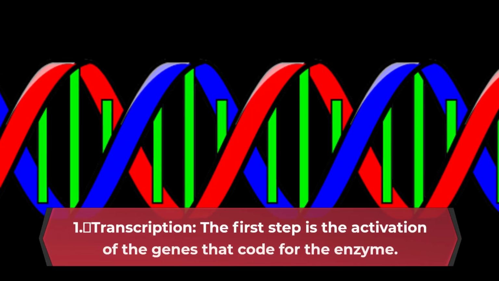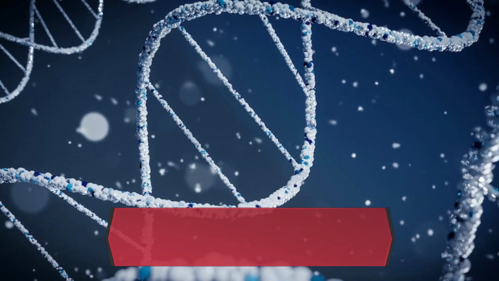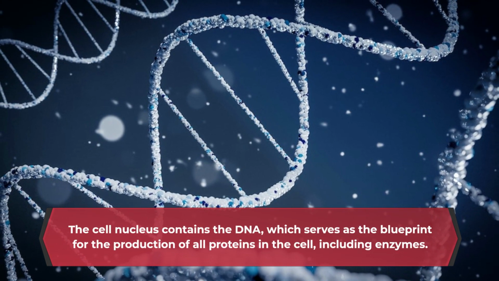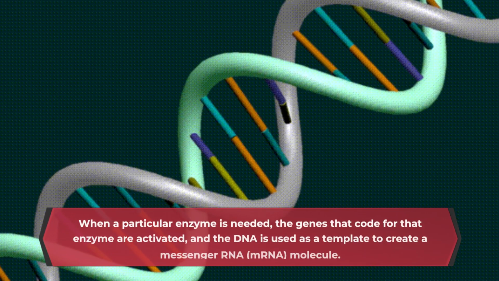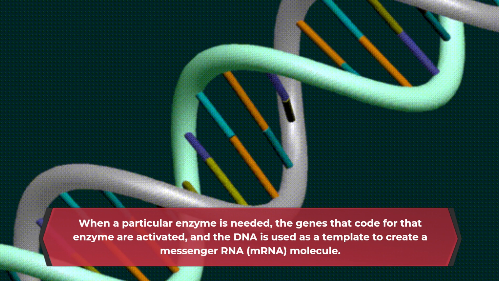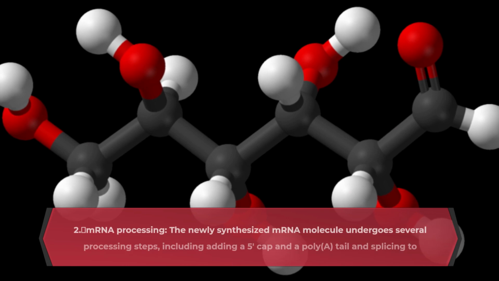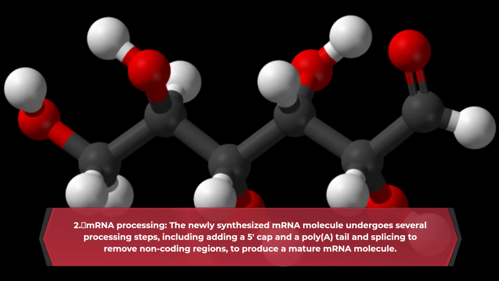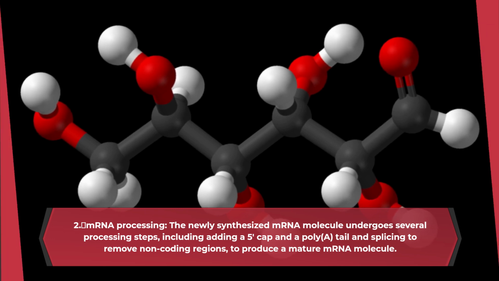1. Transcription. The first step is the activation of the genes that code for the enzyme. The cell nucleus contains the DNA, which serves as the blueprint for the production of all proteins in the cell, including enzymes. When a particular enzyme is needed, the genes that code for that enzyme are activated, and the DNA is used as a template to create a messenger RNA, mRNA, molecule. 2. mRNA processing. The newly synthesized mRNA molecule undergoes several processing steps, including adding a 5-cap and a poly-A tail and splicing to remove non-coding regions, to produce a mature mRNA molecule.